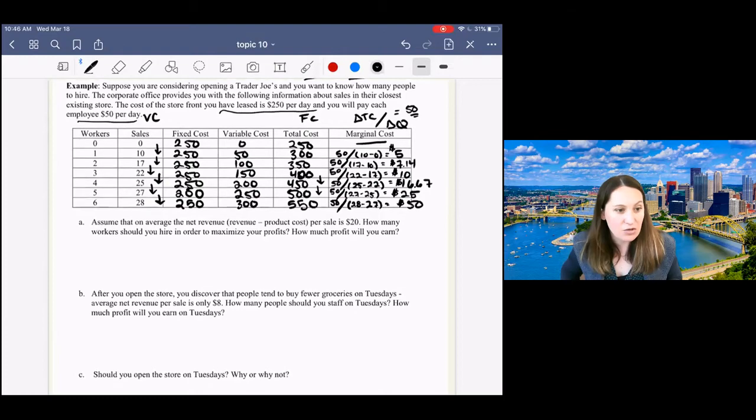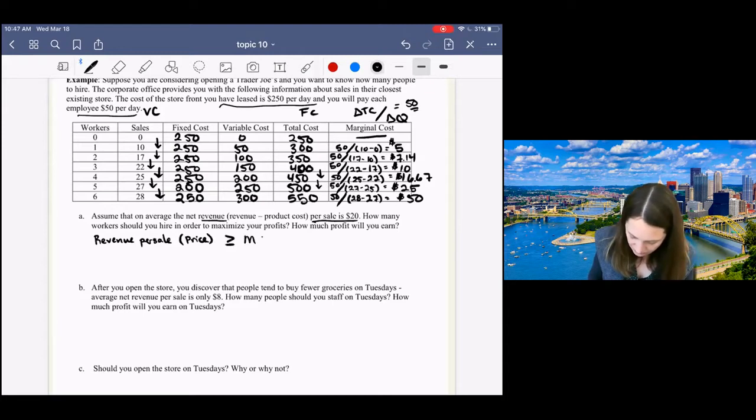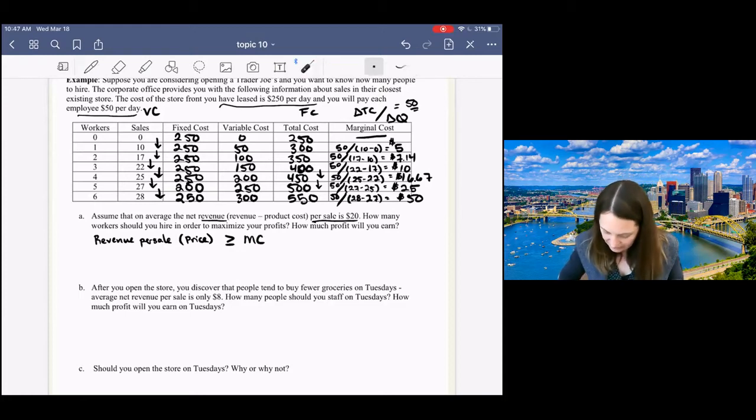All right, assume that our revenue per sale is $20, okay? Revenue per sale is $20. How many workers should we hire to maximize our profits? Really, remember that we want to produce as long as revenue per sale, or we could simplify that and call that price, is greater than or equal to marginal cost. So all I need to do here is to say I only want to produce as long as my $20 revenue is higher than the cost of production.